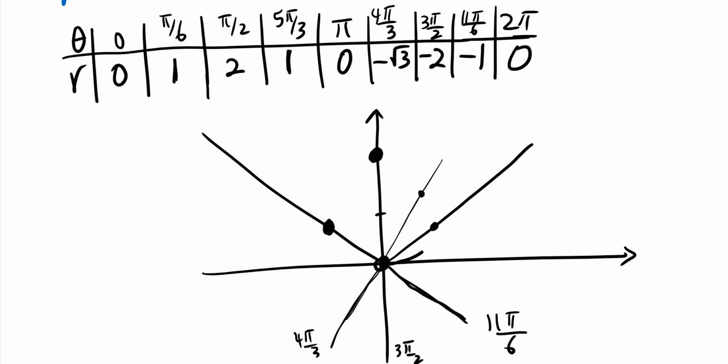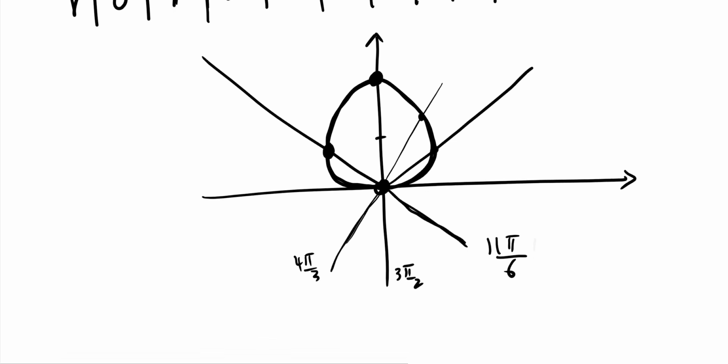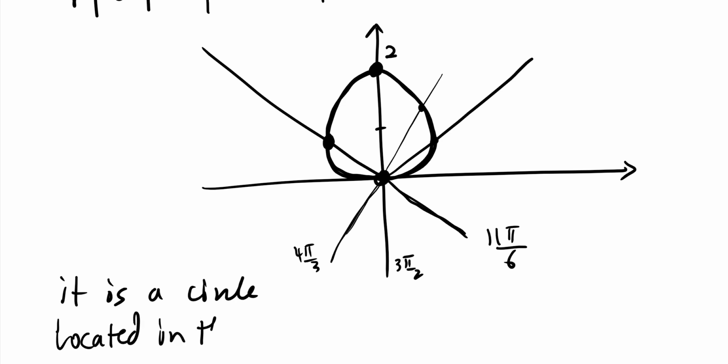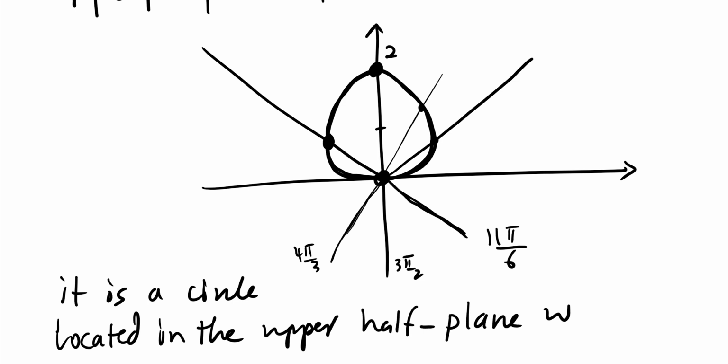So it started here, went all the way up, down, and then it went through this again, like through another cycle. So if you add more points, it's going to keep moving around and around. And in fact, this is a circle. It is a circle located in the upper half plane with diameter 2.